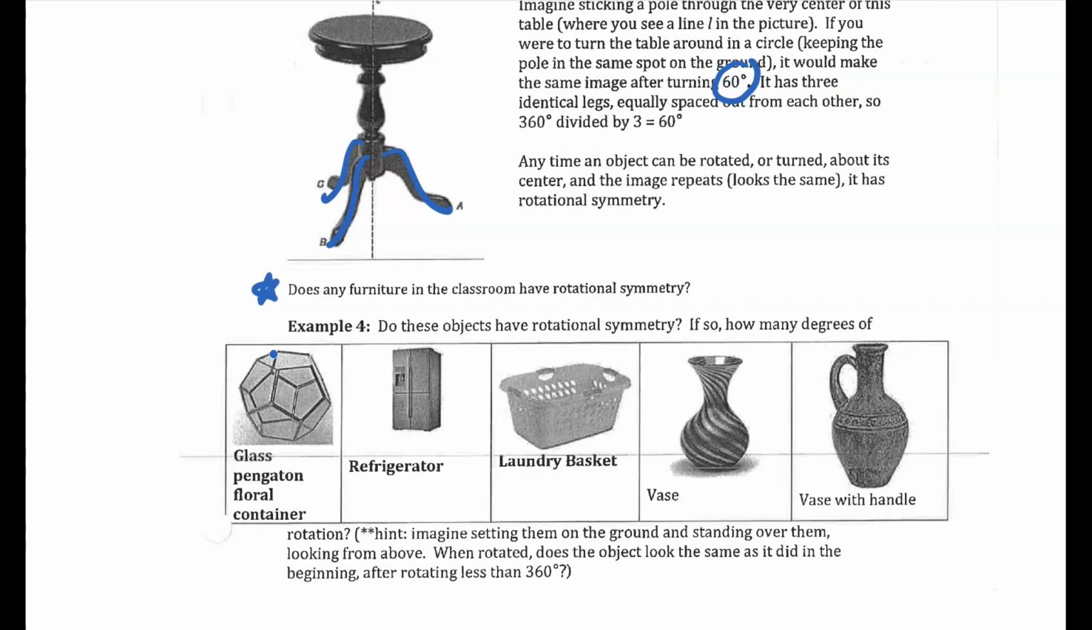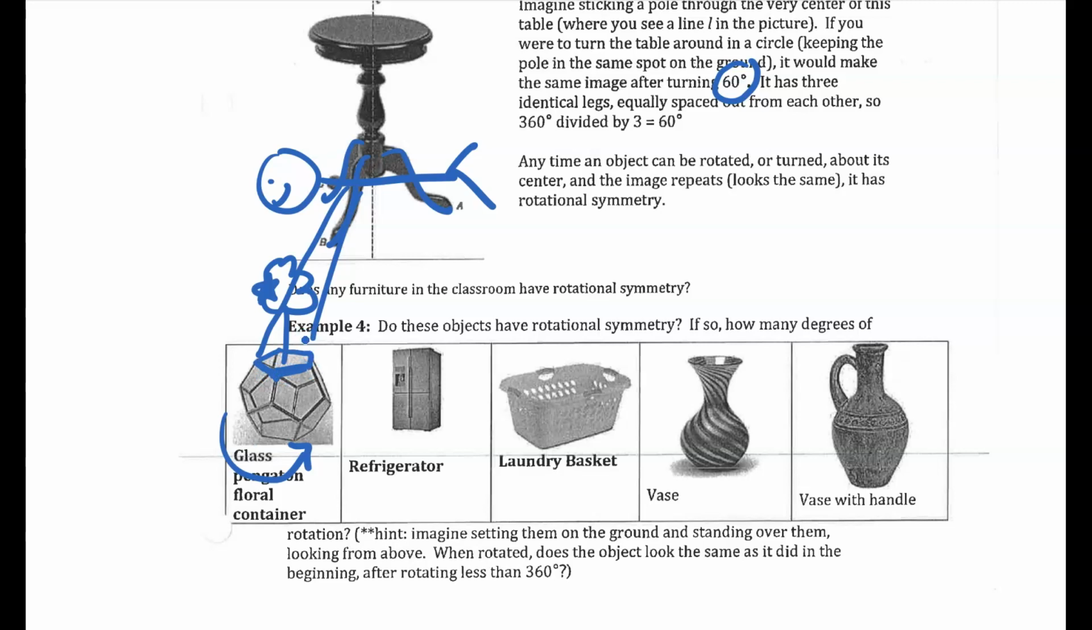So with this glass pentagon floral container, so this top, imagine this is open, that's where your flower comes out, okay? And so let's say you are right here and you're looking down on this floral container, and you put your hands on the container and you start rotating it around. So it's sitting on the desk and you start spinning it around. How many times is it going to look exactly the same as when you started?